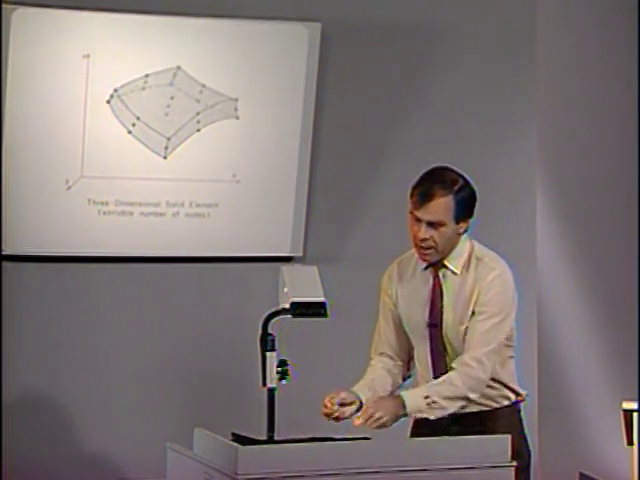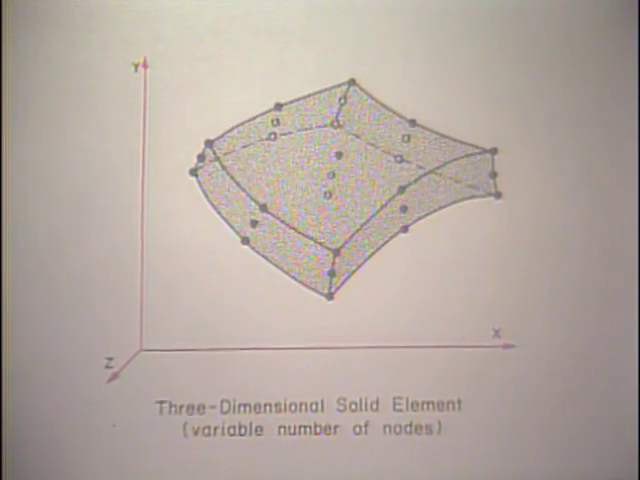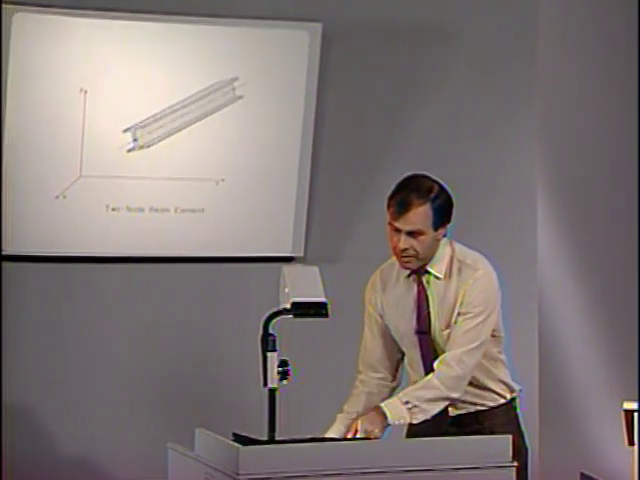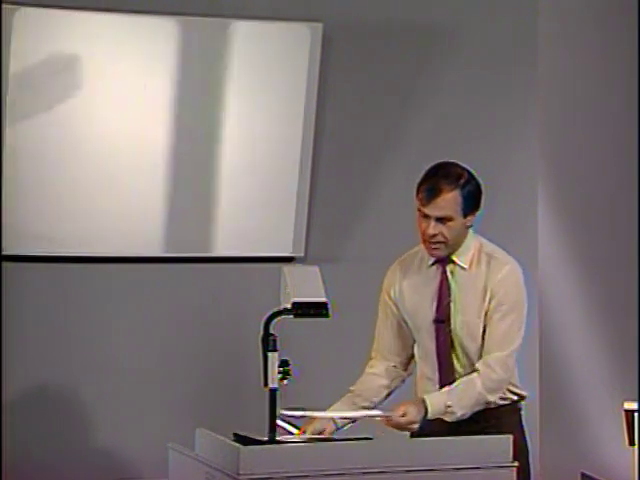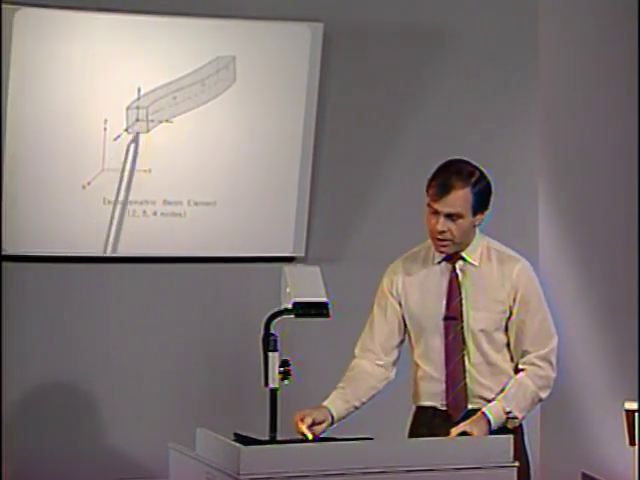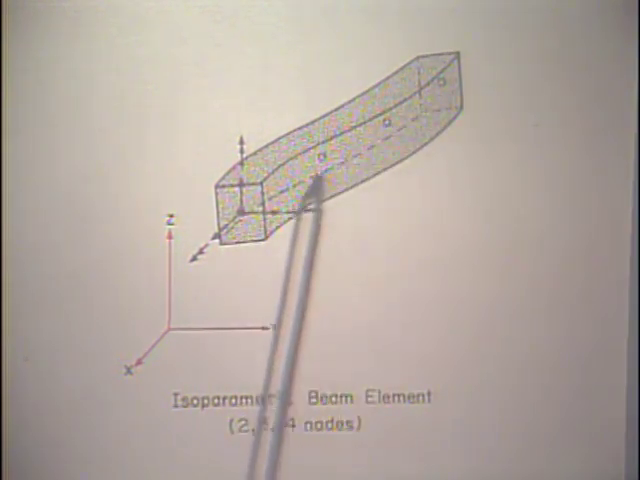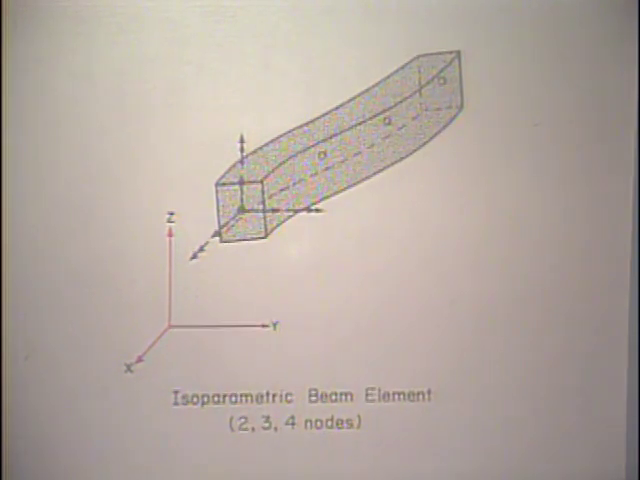Similarly, a variable-number-of-nodes element for 3-dimensional analysis. Then also a beam element, a 2-node beam element, the Hermitian beam element, and the isoparametric beam element that we talked about in the course. This element can be used with 2 nodes or 3 nodes or all 4 nodes.